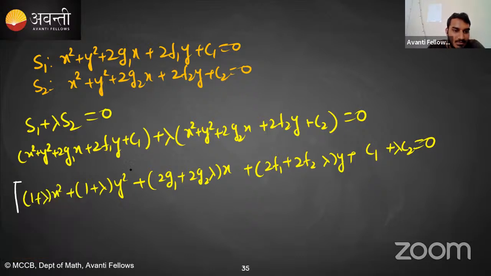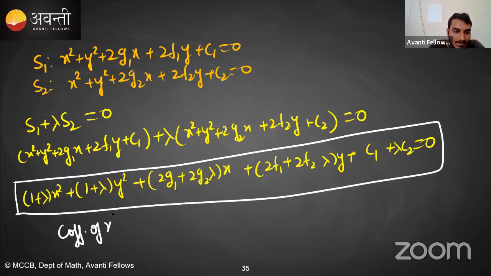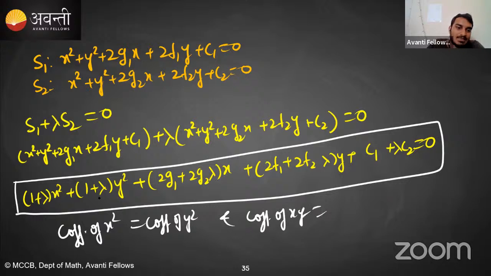So as you can see, the coefficient of x square is equal to the coefficient of y square and the coefficient of xy is 0. So you can say that this is the equation of a circle only.